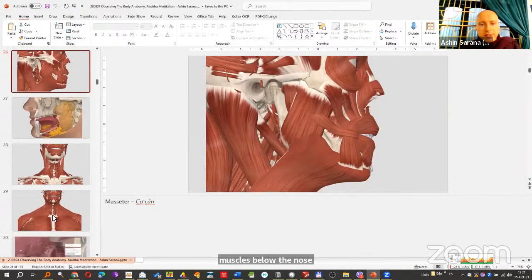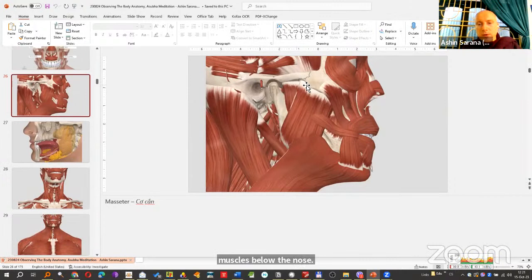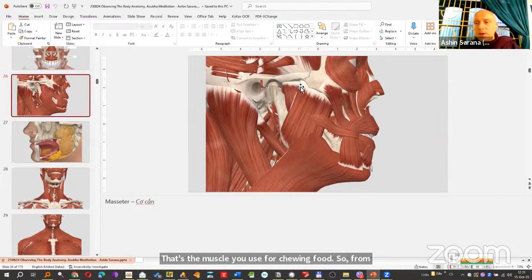Now we are looking at the cheek muscles, but more importantly, I want to show you the muscle called masseter. That's the muscle you use for chewing food. So from today onward, I would suggest that when you eat, you also observe how your mouth is making the movements of chewing. So we need to move our mouth to chew the food.